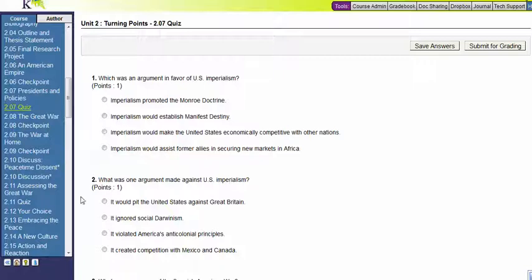Number 2, what was one argument made against U.S. imperialism? This one is against. The previous question was for. It would pit the United States against Great Britain. It ignored social Darwinism. It violated America's anti-colonial principles. Or it created competition with Mexico and Canada.